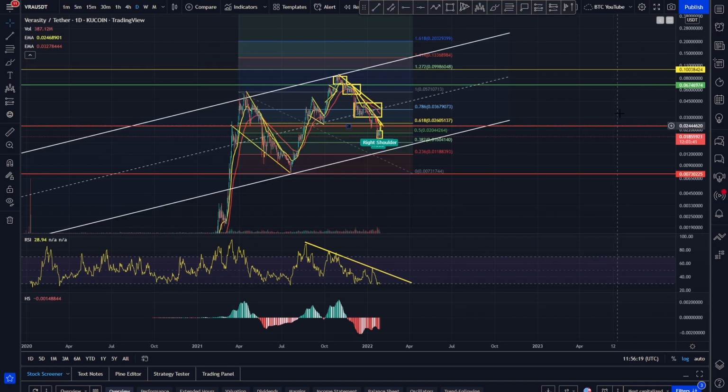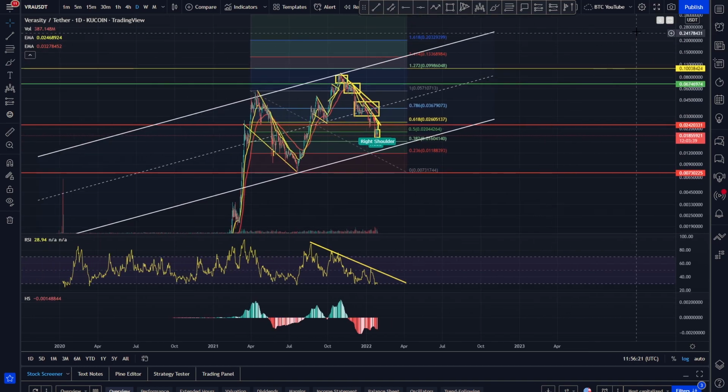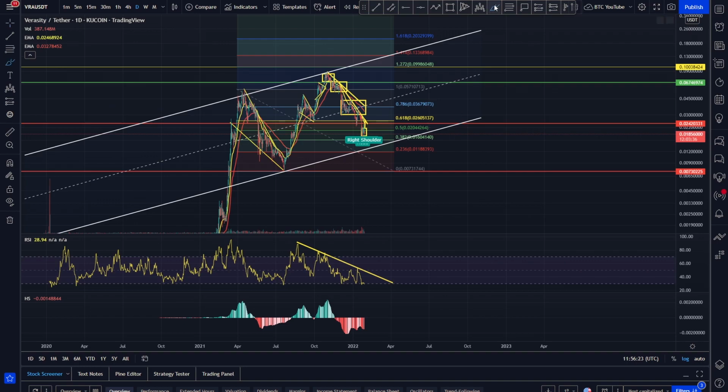And then in the long term, as we said, we're super bullish on Verasity. We think it's going to do extremely well. And in this next year, we do think Verasity could be heading up towards 50 cents to $1 if the market behaves.